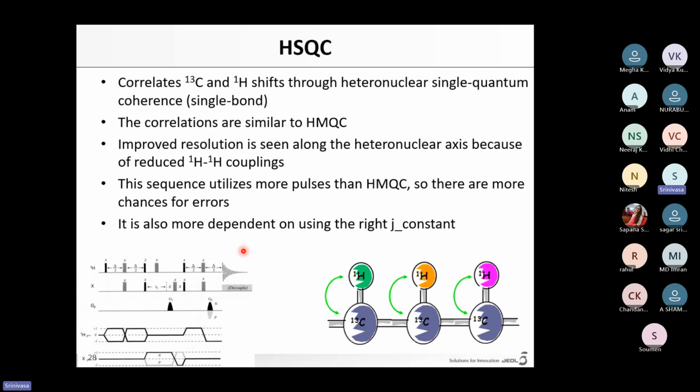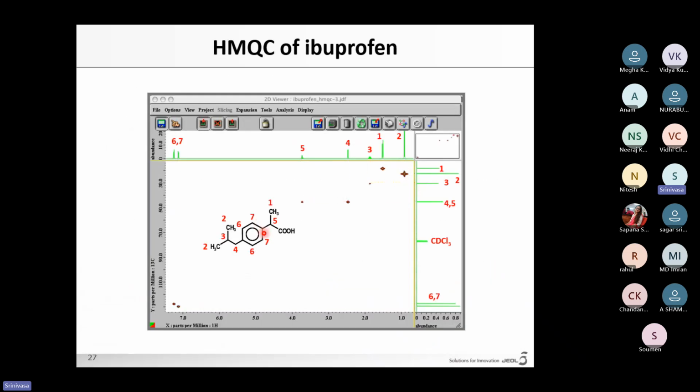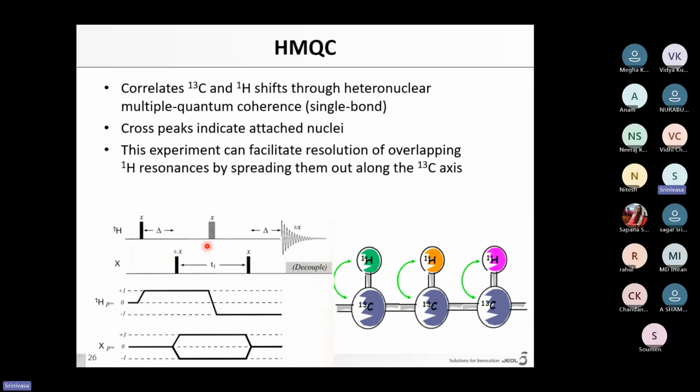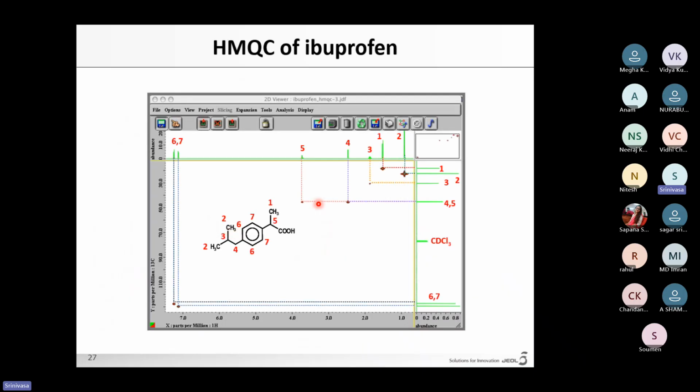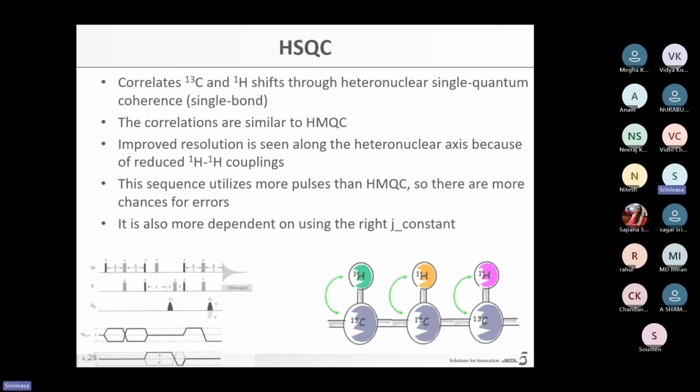The reason is that in the HMQC case, during this period, there is no decoupling. This is a proton, and during this period proton-proton coupling evolves. So the contour size becomes bigger and thicker. If the peaks are very well separated, it is fine, but if the peaks are merged, the contours also merge and become very big. So HMQC is not a universal experiment. You can use it for some medium-sized molecules where the peaks are well separated.